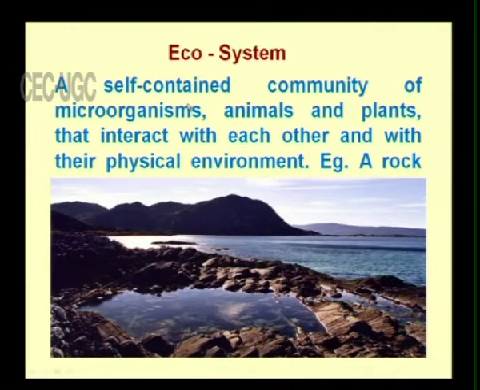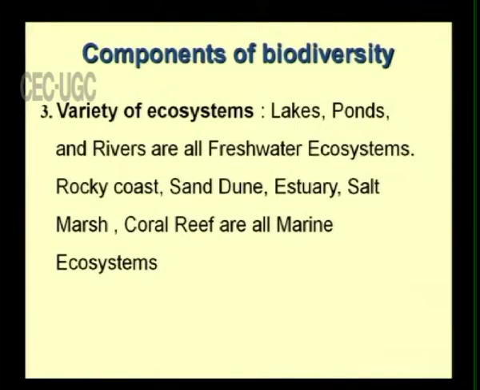An ecosystem means a self-contained community of microorganisms, animals and plants that interact with each other and with their physical environment, for example a rock. It is a rock ecosystem, and it contains microorganisms, animals and plants, and it is self-sustaining also. And therefore, the third condition for biodiversity is that it should have a variety of ecosystems.